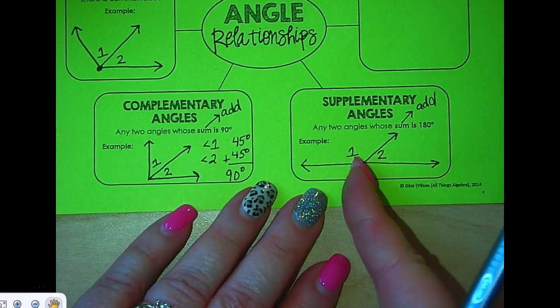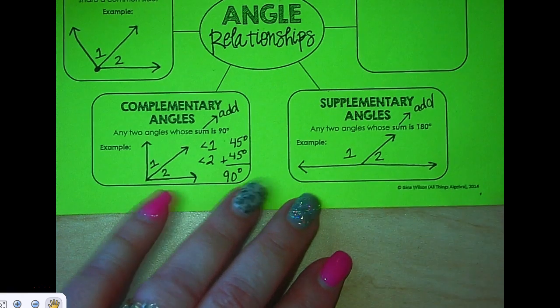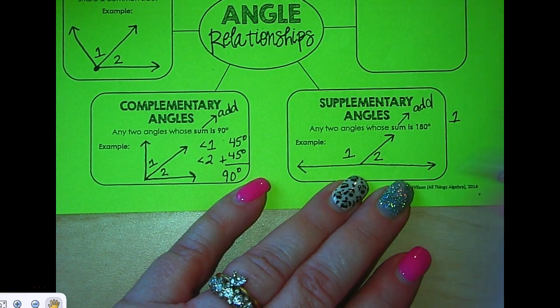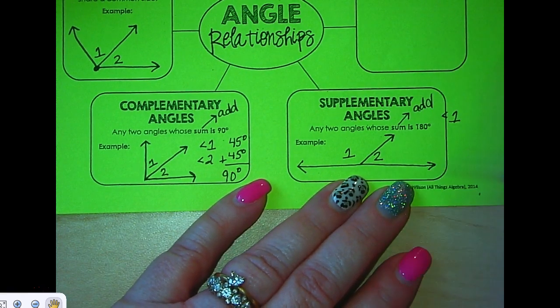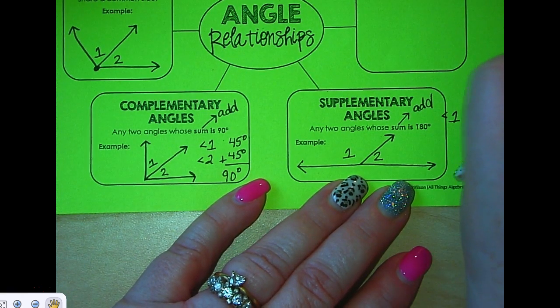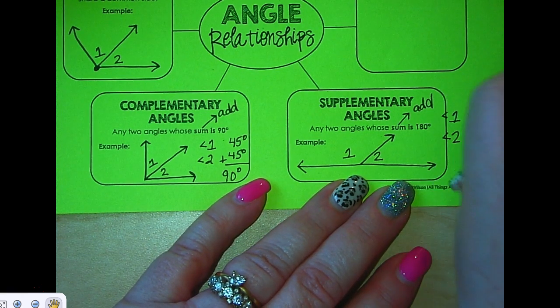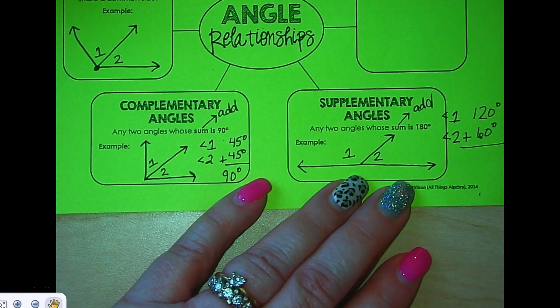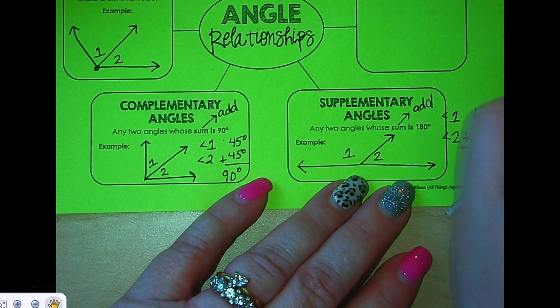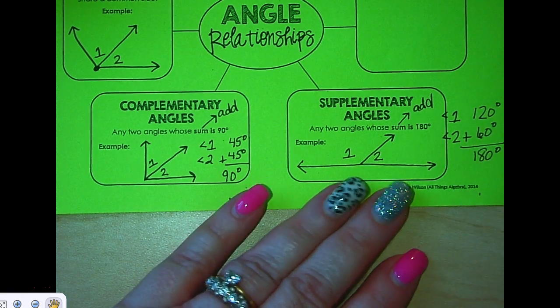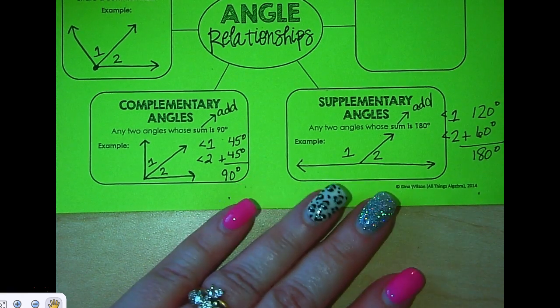And so I can tell that is greater than a 90 degree angle, angle 1. So I'm just going to roughly estimate that one at 120 degrees. So angle 2 would have to be 60 degrees, because together, when I add up, what should I get? 180 degrees. That's going to help us do math.